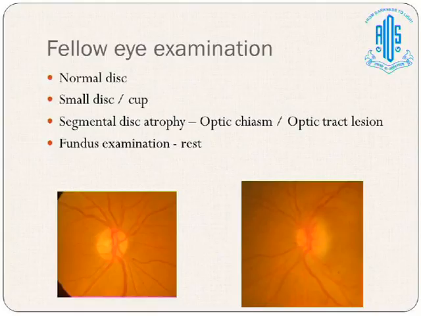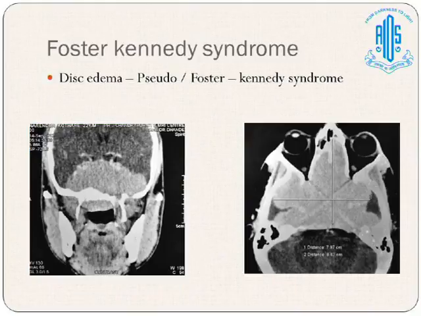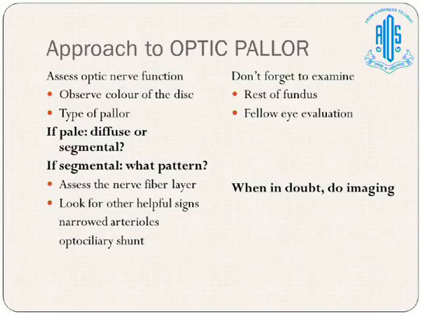or you see a segmental disc atrophy, which I have already said: one eye having bow tie atrophy and the other eye having a temporal disc atrophy, then it's an optic tract lesion, or if it also has a bow tie atrophy, then it is an optic chiasm. You look at the rest of the fundus examination, and if you see a disc edema, it can be a Foster-Kennedy syndrome. You need to do a scan just to see if there is any frontal lobe lesion.